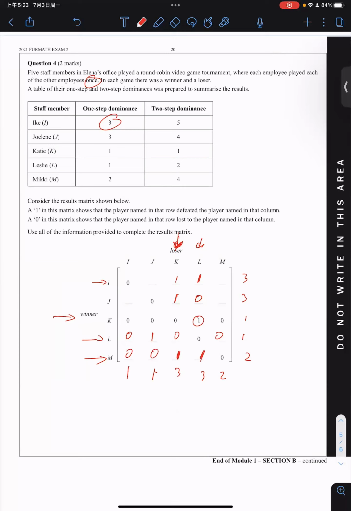Now, M lost to I, so I wins M. And then M lost to J, so J wins M. And then in the J row, it is 3. In the I row, it is number 0. After you make up this 5 by 5 matrix, you can square this matrix and work out that the row sums are 5, 4, 1, 2, and 4. So finally, this is the correct answer.